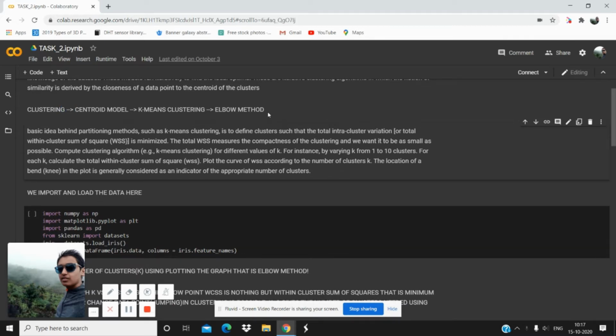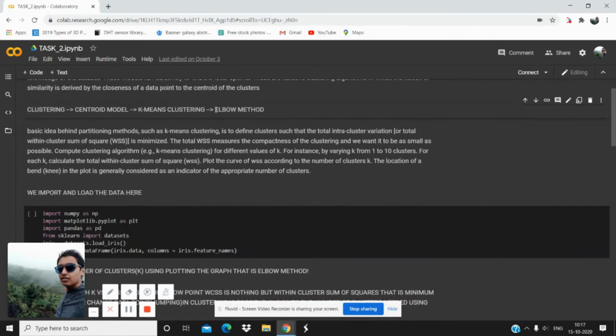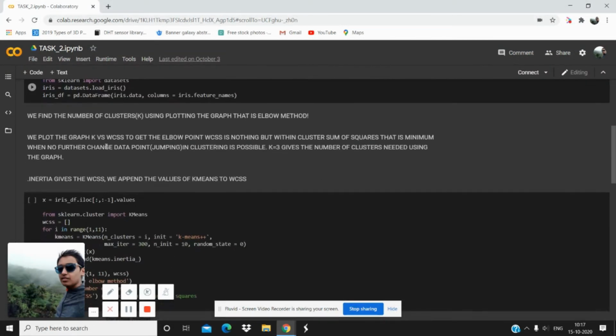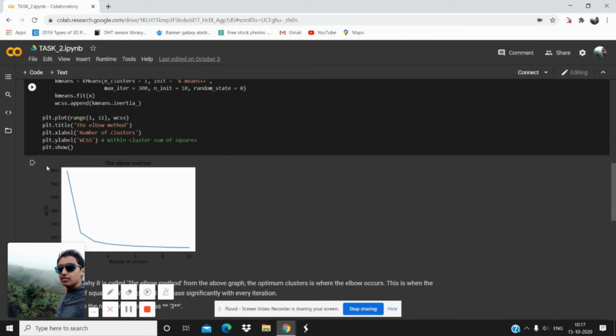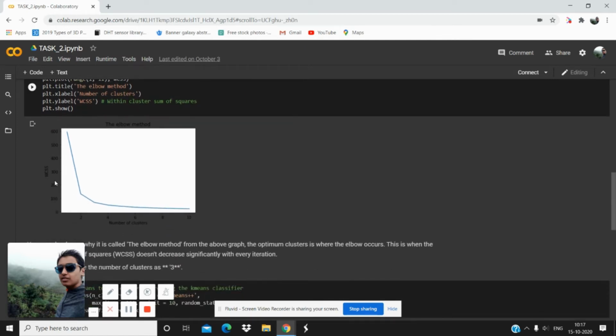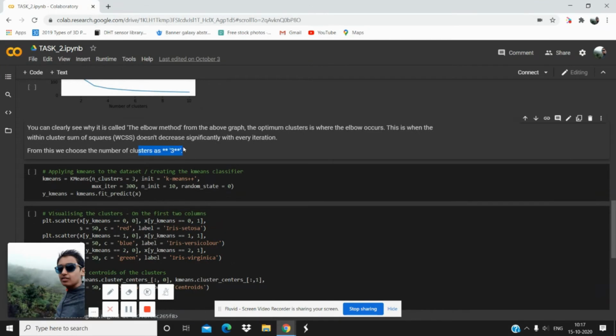Then we plotted the graph to find the optimum number of clusters required for this method, using a famous algorithm known as the elbow method. We plotted a graph of within-cluster sum of squares against the number of clusters, and we found the optimum number of clusters required. We found the optimum number of clusters to be 3.